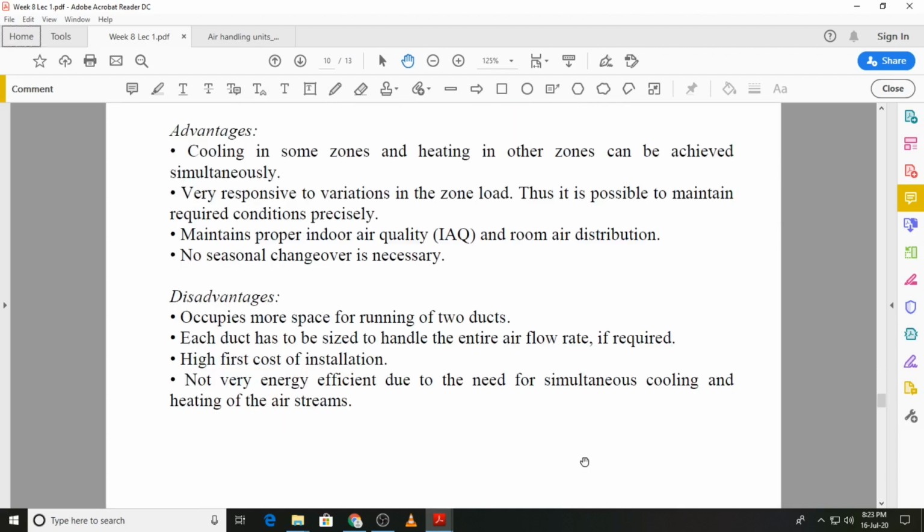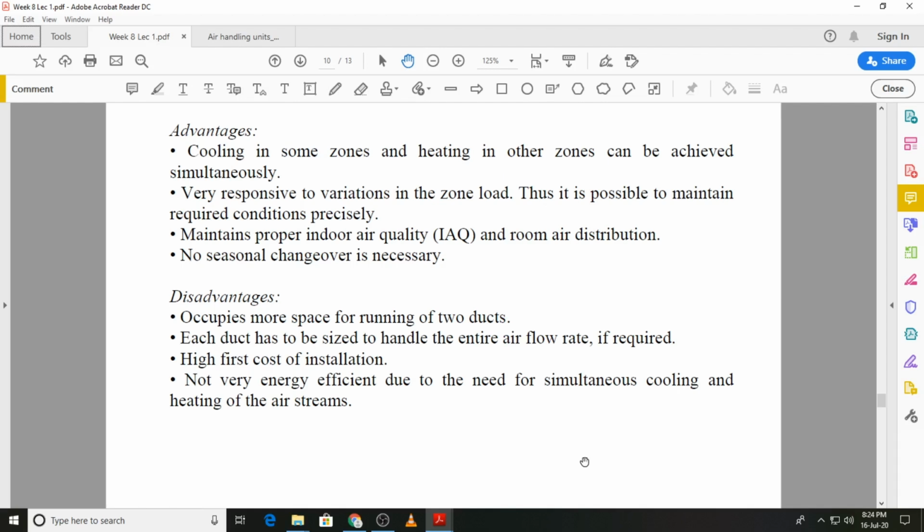This type of arrangement has the advantage that it can provide simultaneous heating and cooling in different zones. So if you need heating in one zone and cooling in another zone at the same time, because we can vary the proportion of the air in the mixing box, we can do that. And again, it responds very well to variations in zone load and maintains precise conditions in the conditioned space. Indoor air quality is also maintained properly, and no seasonal changeover is necessary, that if you want to shift from winter to summer air conditioning, the same system can be seamlessly used for that.